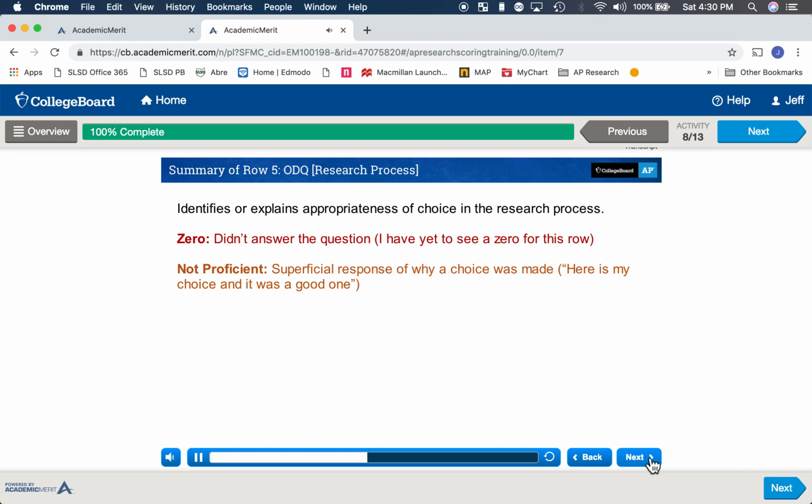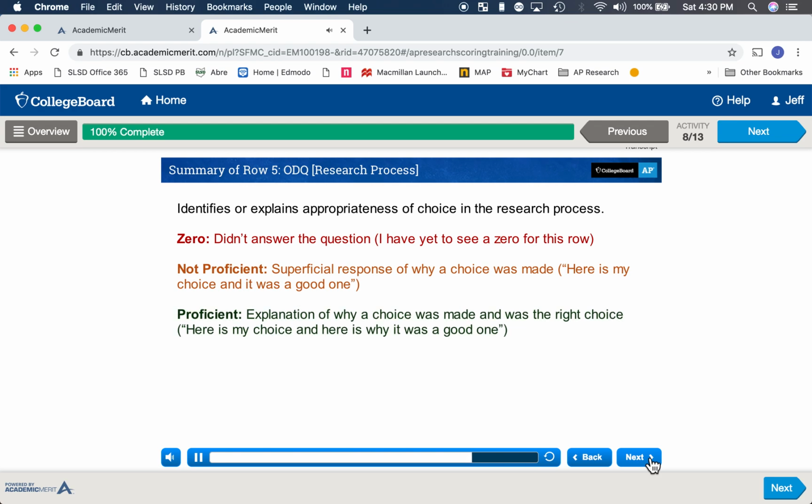Not proficient responses will usually be an identification of the choice made, but with a superficial or illogical explanation as to its appropriateness to the research process in question, or maybe they don't even state or give an explanation at all. Proficient responses demonstrate that the student not only identified the choice in question, but provided an explanation of the logical rationale for the appropriateness of that choice to the inquiry process.